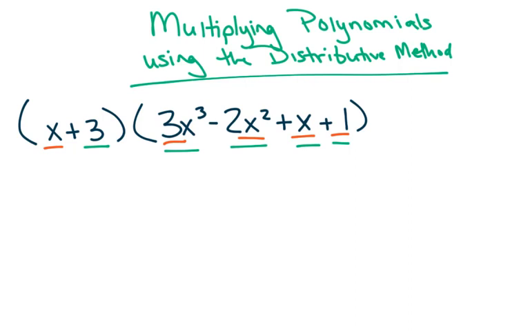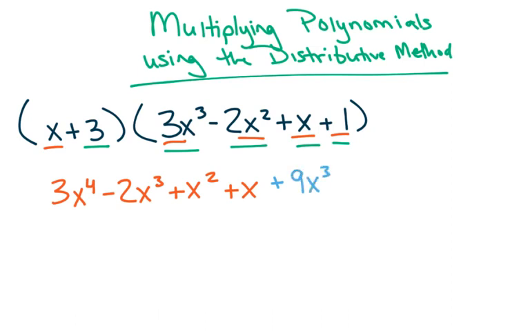Starting with the x times 3x cubed is 3x to the 4th. X times negative 2x squared is negative 2x cubed. X times x is x squared. And then x times 1 is x. And then 3 times 3x cubed is 9x cubed. 3 times negative 2x squared is negative 6x squared. 3 times x is 3x. And then 3 times 1 is 3.